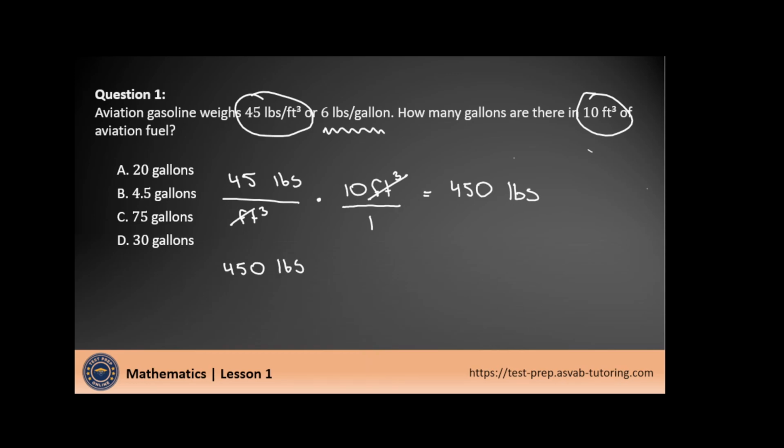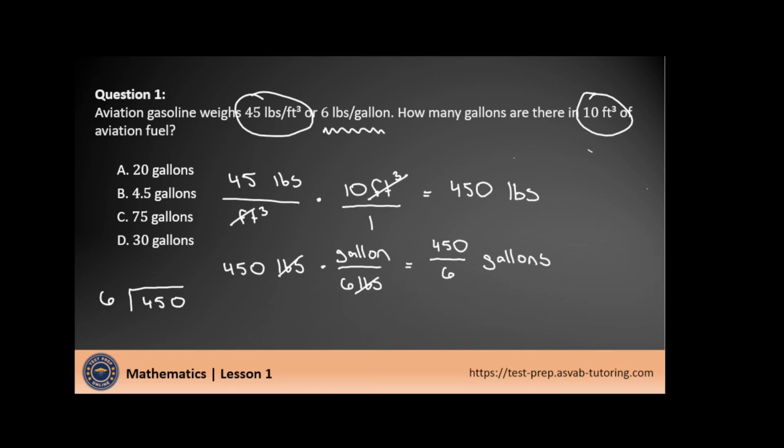450 pounds. This time we want pounds to cancel out, which means we need gallons in the numerator and pounds in the denominator. So I'm going to put that 6 pounds in the denominator and per gallon in the numerator. That way when we multiply these, they cancel out, and we're left with 450 over 6 gallons. To find out what 450 divided by 6 would be, we're going to put 450 in the box. 6 goes outside the box.